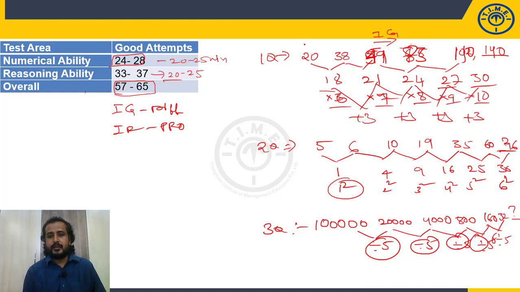Here, in the first two cases the numbers are increasing, but in this case the numbers are decreasing. Increasing gradually, check difference. Increasing rapidly, check product. Decreasing gradually, we check difference, but decreasing rapidly, we check for divided by logic. So these are the 3 questions we have received.